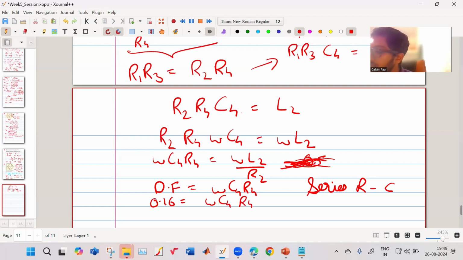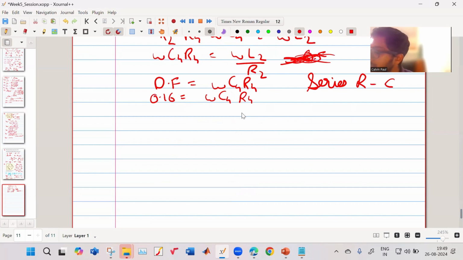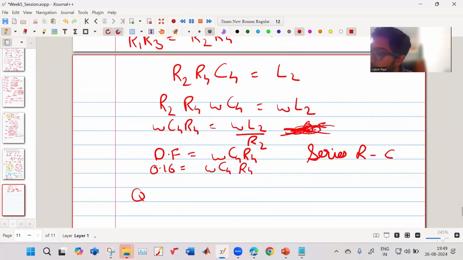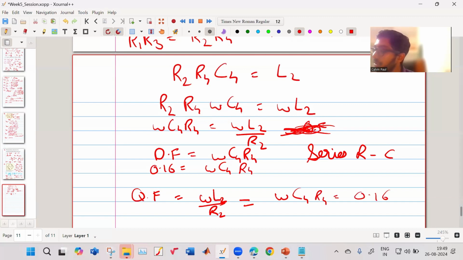Right? Now we have to find the quality factor. So my quality factor actually is equal to omega L2 upon R2. My inductance must be as high and my resistance must be as low. So my quality factor comes out to be omega L2 by R2, which is again omega C4 R4, which is 0.16. Okay, fine.